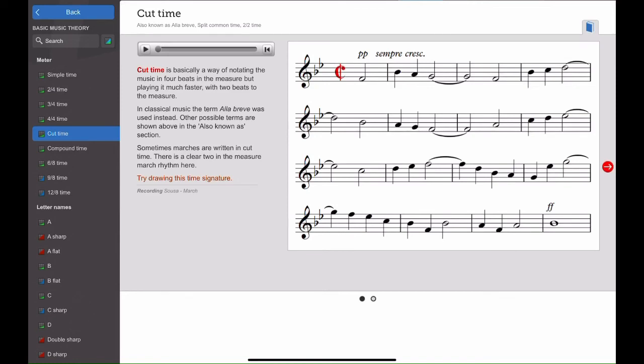Cut time is basically 4/4 with a slash through it, and you get a 2/2. It is called à la brève. Say it with me: à la brève. Find it in the second paragraph, the fifth or the sixth word, à la brève. So that's cut time, à la brève. That means in half. And pretty much it means to play 4/4 faster, if you are looking for simple terms.